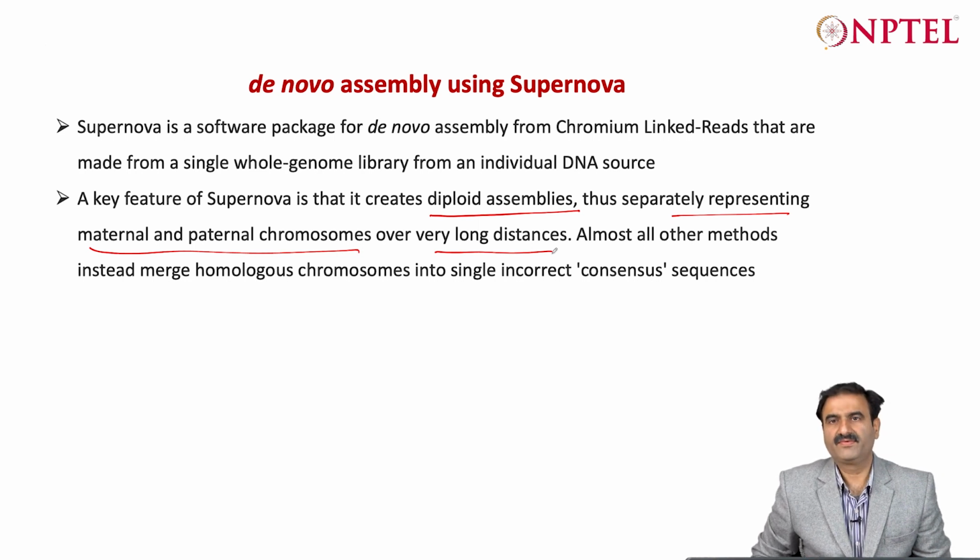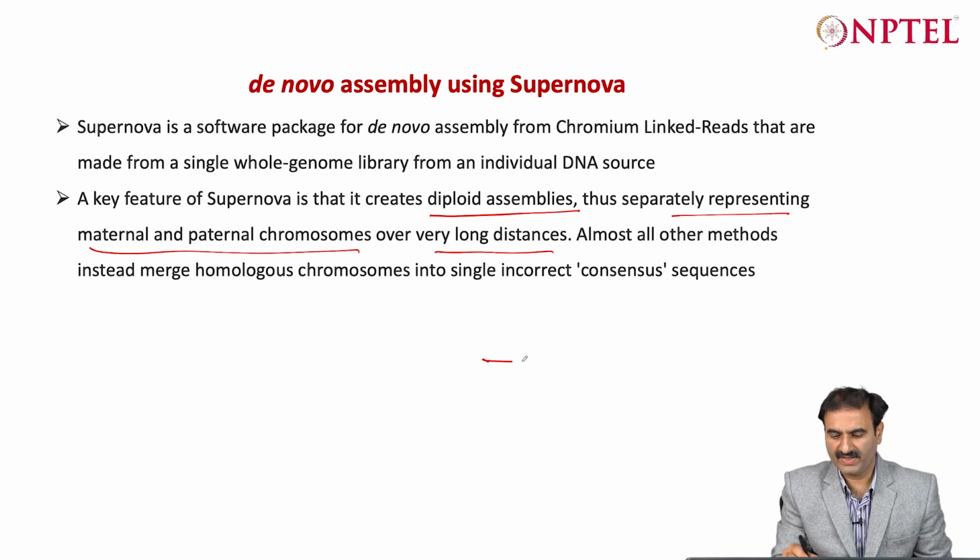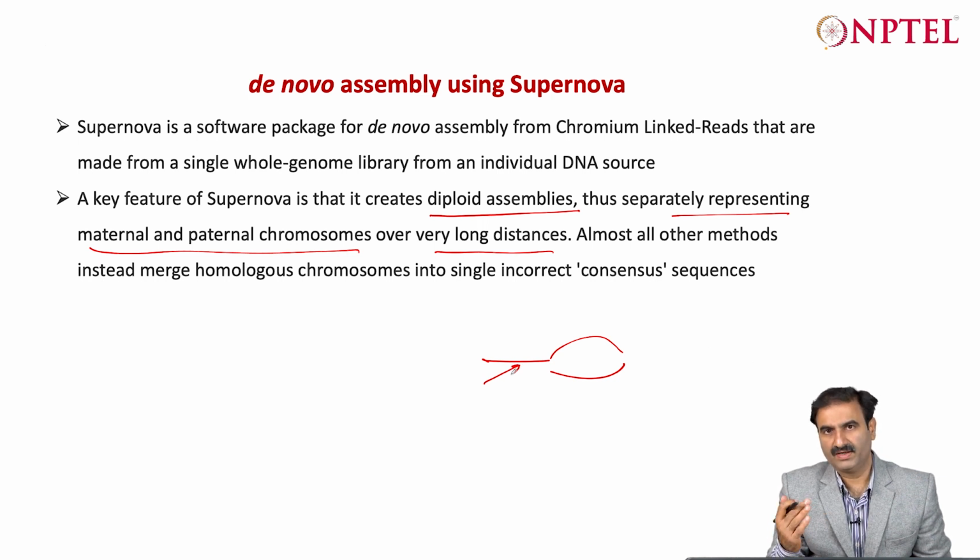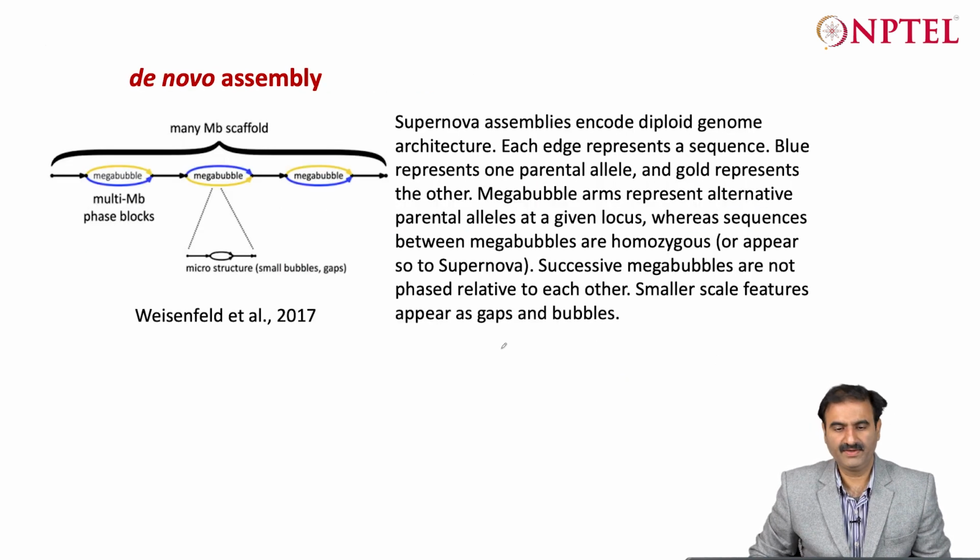So basically it makes an edge and bubble kind of structure, so that this is one paternal allele, this is another, this is a homozygous sequence between the maternal and paternal chromosomes, and this could be the maternal chromosome, this could be the paternal chromosome, and then again followed by an edge which is the homozygous sequence between the chromosomes. So this way it can produce pseudo hap 1 or pseudo hap 2 kinds of assemblies that we'll cover later, right.